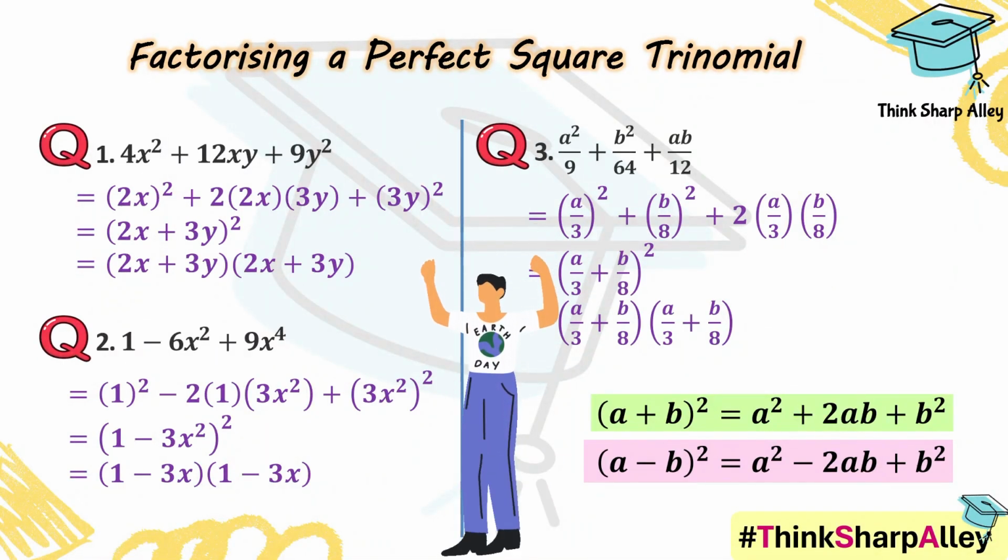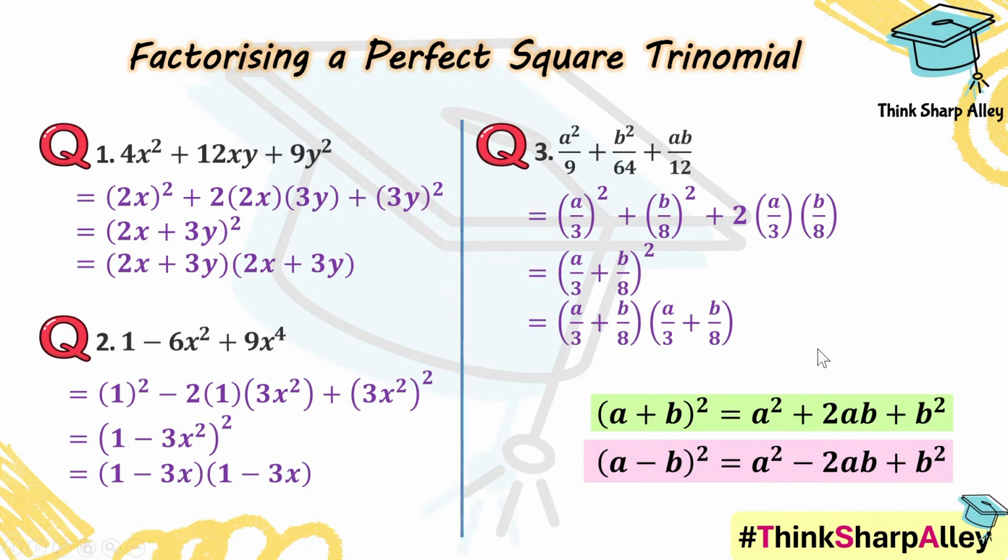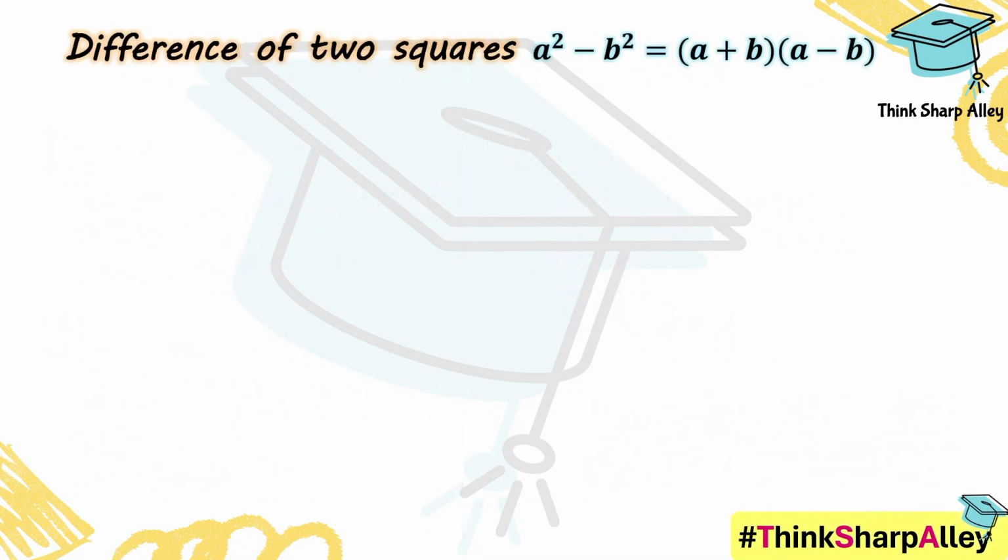Alright thinkers, warm up done. You have mastered factorizing a perfect square trinomial. Now it's time to meet one of the most powerful identities in algebra. Simple, fast, deadly, presenting difference of two squares.